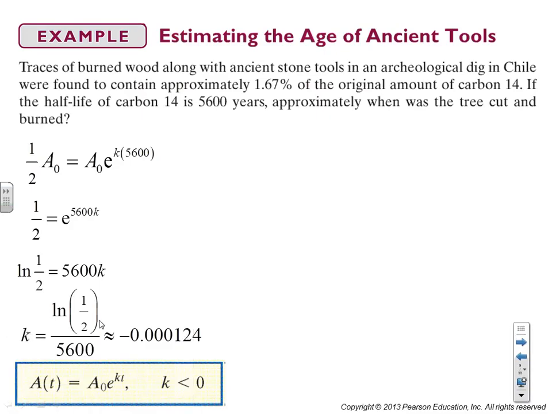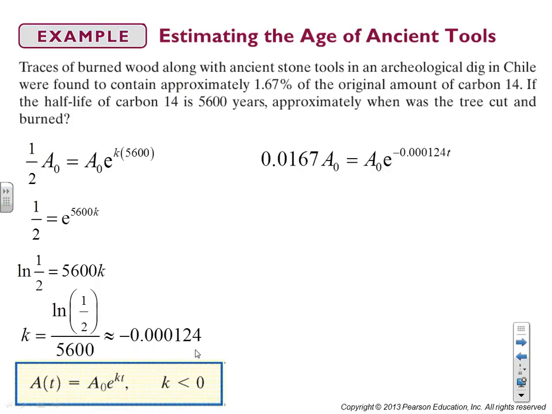So we see when we do natural log of 1/2, and remember, natural log, when you're graphing it, comes up from negative infinity as it gets closer to x equals 0. Comes up, comes up, comes up. It's negative, negative, negative. Hits the x-axis at 1. And so when you're trying to take a natural log of 1/2, it's going to be a negative number. It's negative 0.000124. Okay, so that gives us the k.